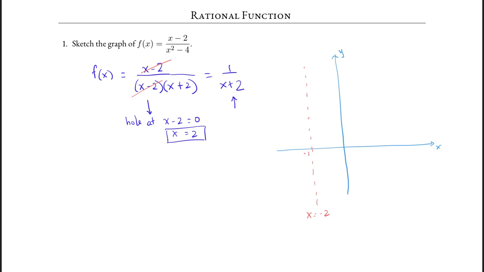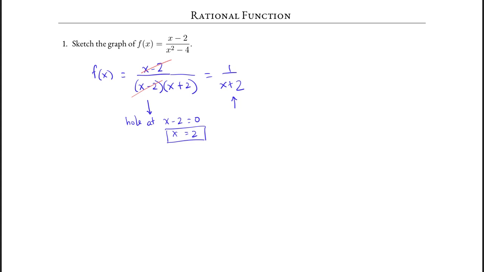And then we see that 1 over x plus 2 is simply the transformation of 1 over x, but it is shifted to the left 2 units. And so the graph looks very similar to the graph of 1 over x, but again, it is being shifted to the left 2 units.